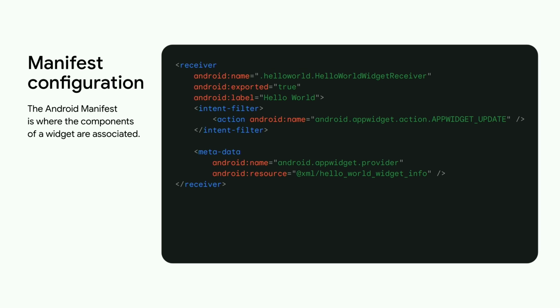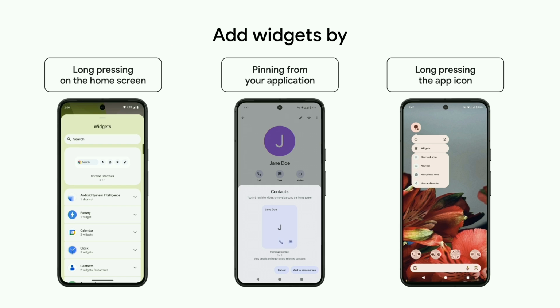These pieces are associated together in your app's Android manifest.xml file. The widget's app widget provider is declared as a broadcast receiver, and app widget provider info is referenced using metadata. Once you've configured these components, your widget is ready to be added to a user's home screen.